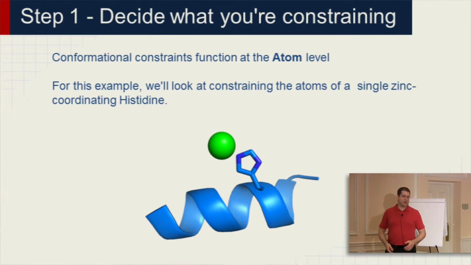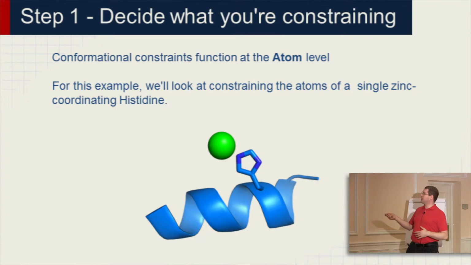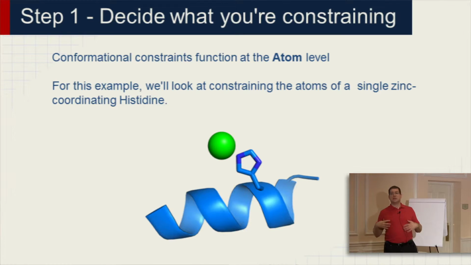All right. So step one, deciding what you're constraining. We're going to be constraining at the atom level, and specifically we're going to be looking at a single zinc-coordinating histidine. So a zinc and a histidine, and there's an interaction between the two. By default, this interaction isn't measured very well by the existing Rosetta score terms, so we're going to be adding a constraint to enforce this interaction, to make sure that this geometry that happens in nature is preserved when we do the simulations.